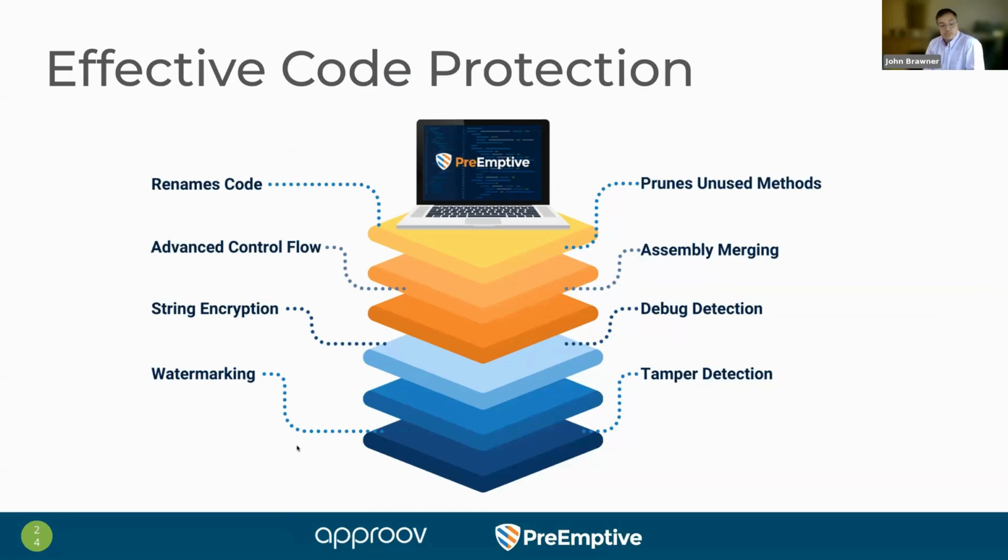We have transforms such as rename obfuscation, control flow obfuscation, and watermarking, which cloak the binaries from source code extraction while remaining semantically and syntactically equivalent to the runtime environment. If you wouldn't mind going to the next slide, George, please.